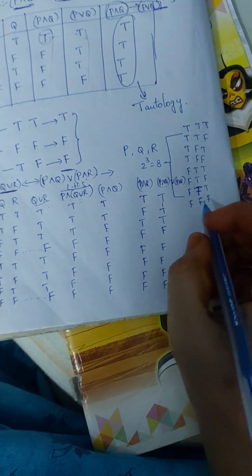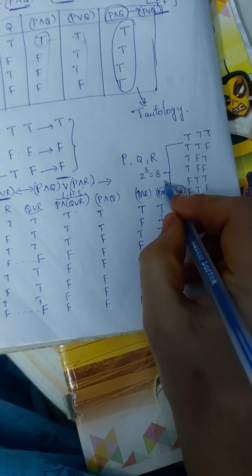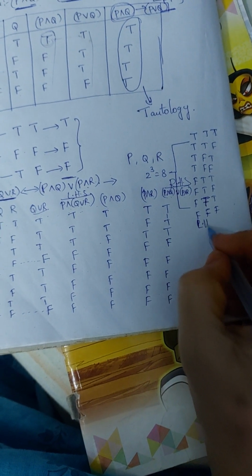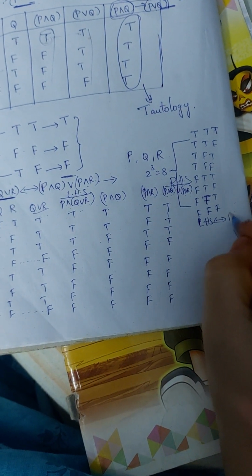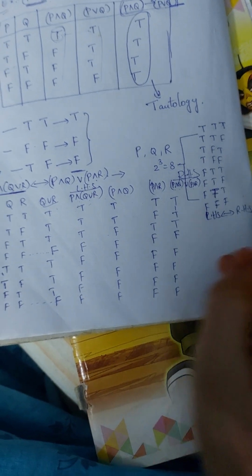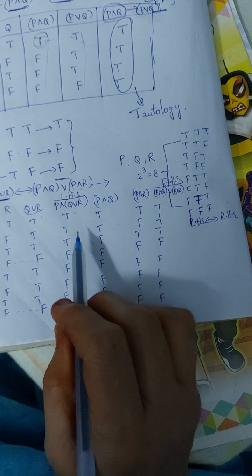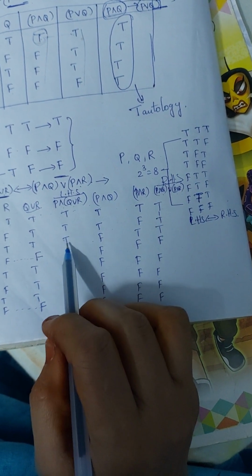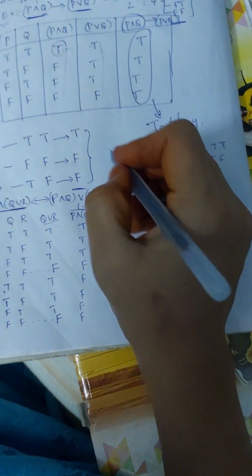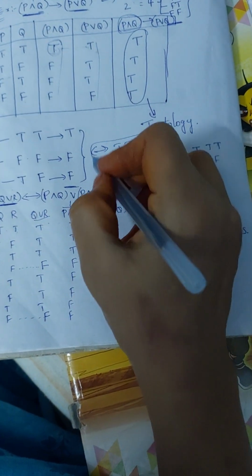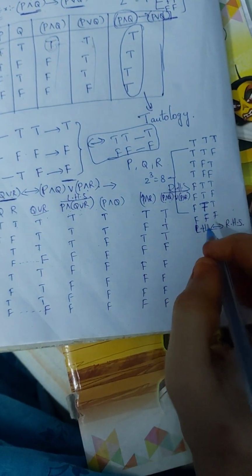And finally, this is LHS. Assume that this is RHS, and finally LHS bi-implies RHS. Bi-implies means if both values are true, the resultant is true; if both values are false, the resultant is also true. This is the bi-conditional, also called bi-implies.